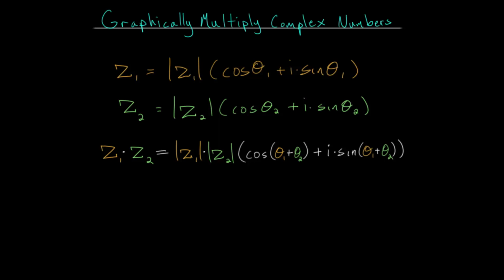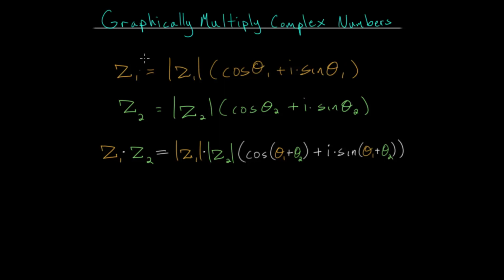In this video, I'd like to continue talking about graphically multiplying complex numbers. In the previous video, we looked at deriving a formula for multiplying two complex numbers when we start by writing each of these complex numbers in their polar forms, where we have the magnitude of the complex number, its distance from the origin, multiplied by essentially its direction, which can be expressed as the cosine of the angle, where this angle is measured relative to the positive real axis, plus i times the sine of that same angle.